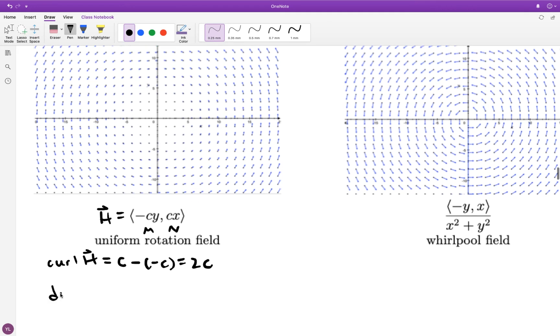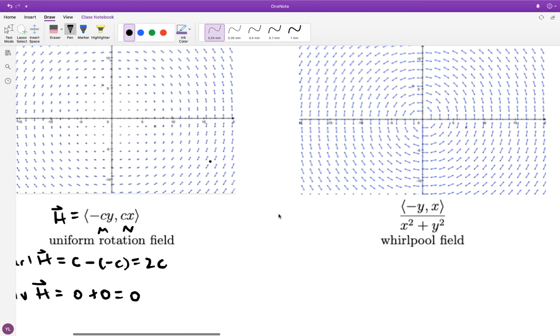And then let's do divergence. This is partial m with respect to x plus partial n with respect to y. And we're getting zero divergence. So there is as much sort of flowing in as flowing out in this vector field.